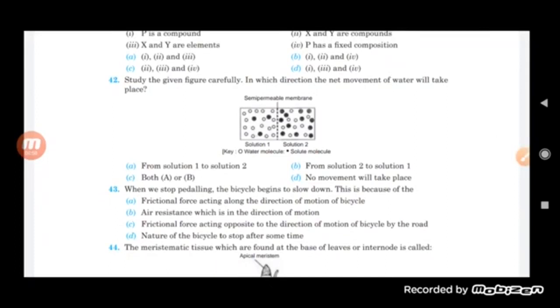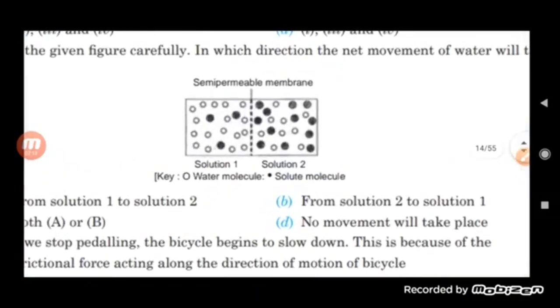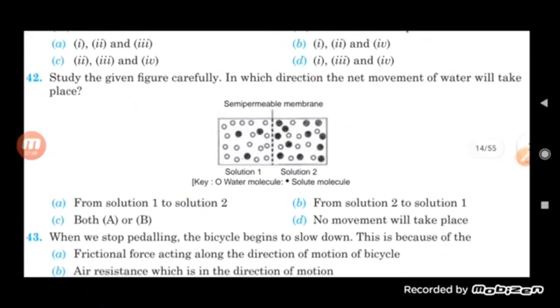So a figure is given here and we have to understand in which direction the net movement of water will take place. Basically, you will find that in this diagram, students, in solution 1 and solution 2, O is a water molecule, and the solute molecule is the dark circle. Now you can see that in solution 2 the number of solute molecules is more, and in solution 1 the number of solvent or water molecules is more.